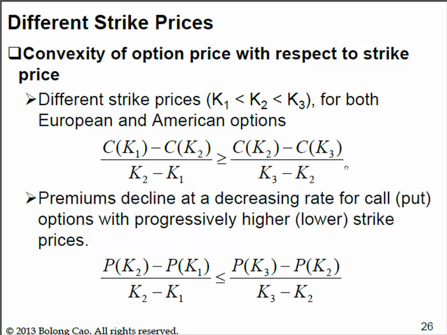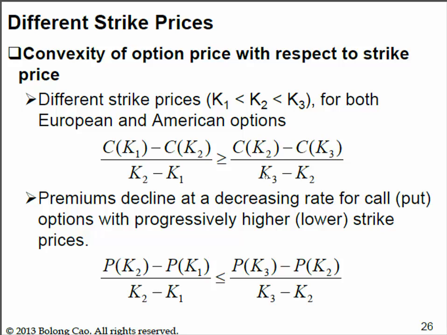So again, we consider 3 different strike prices with K1 the lowest, K3 the highest, and K2 the one in the middle. This convexity relationship in strike prices is true for both European and American options, and we are using American options here as an example. So let's look at K1 to K2 and K2 to K3, right?